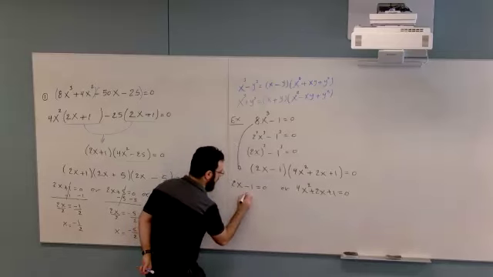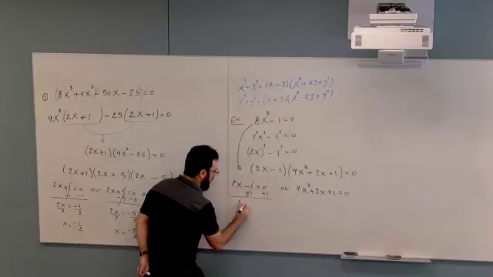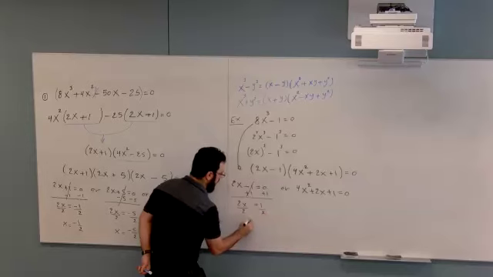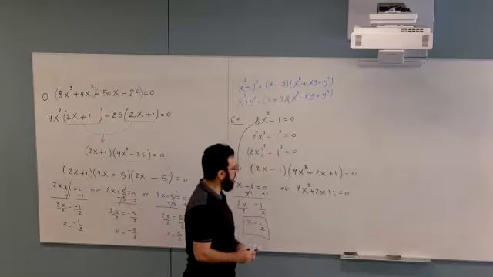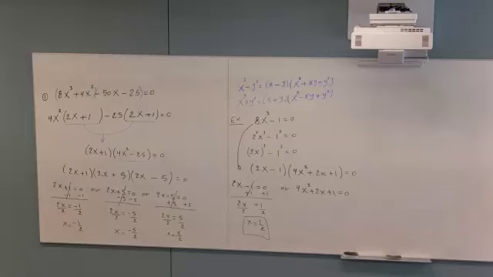How am I going to solve this one? I'm going to add 1. Maybe 2x equals 1, and then divided by 2, x equals half. So this is the first solution. Now, what about the next one? How are we going to solve it? How are we going to solve the next one?